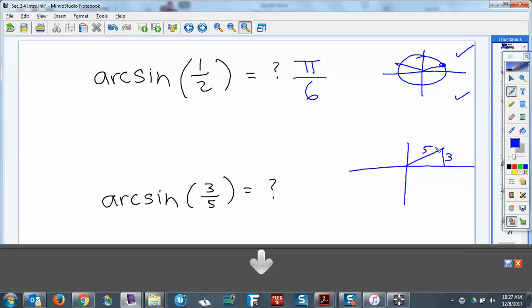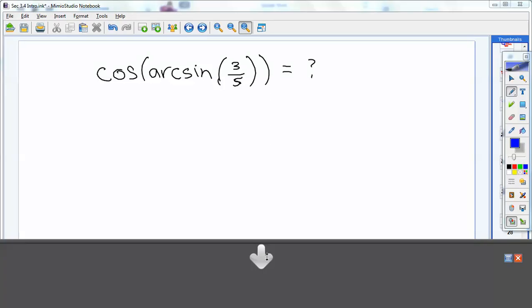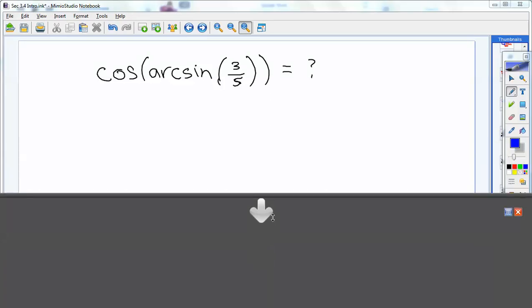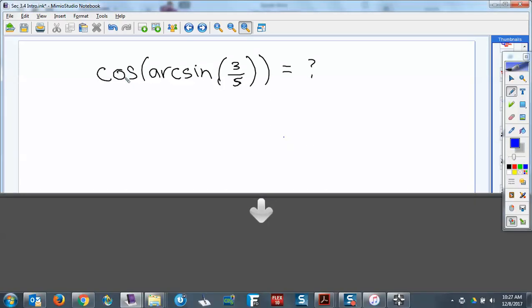Okay. So, where do we go from there? Well, the next question you would have had last year: what's the cosine of the arc sine of 3/5? Well, you would start on the inside. You would say the angle whose sine is 3/5. So then we draw a little triangle. Here's the angle whose sine is 3/5, and then we want the cosine of that. Well, cosine's adjacent over hypotenuse. How do we get this adjacent leg? Pythagorean theorem.